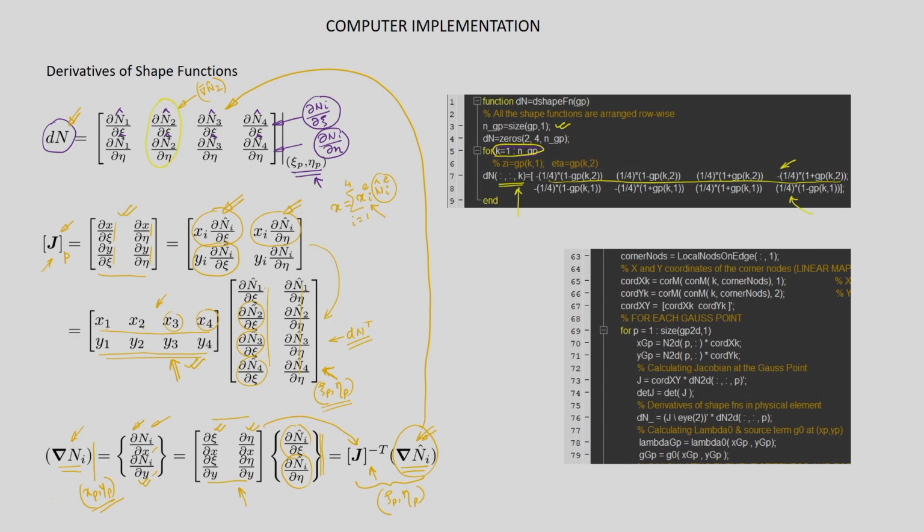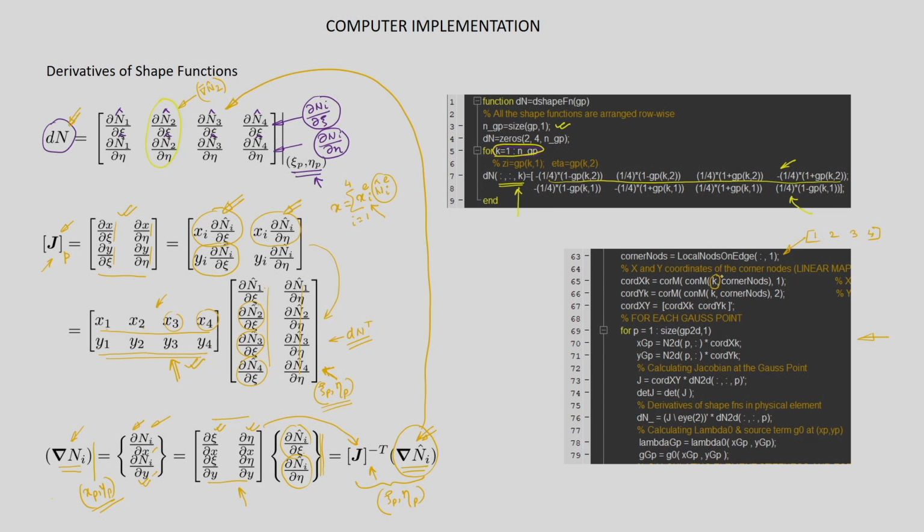Now, let us look at this piece of code where we are doing this. As you see, first we are denoting the corner nodes, the local nodes. In this case it is basically the local node numbers 1, 2, 3, 4. Then we are going to each element.